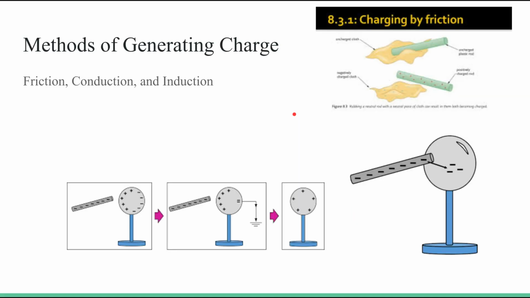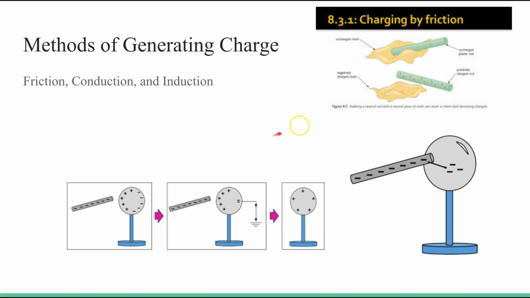So here are the methods of actually generating charge. By generating, I mean giving a charge to an object, not actually creating charge, because that violates conservation of charge. I mean a transfer, giving an object a charge by transferring it from one object to another in 3 various ways.